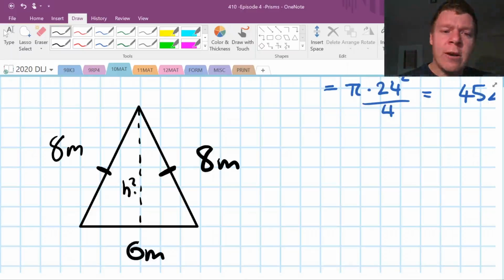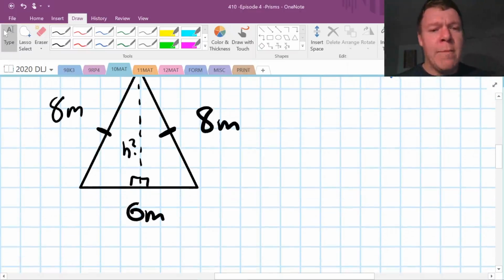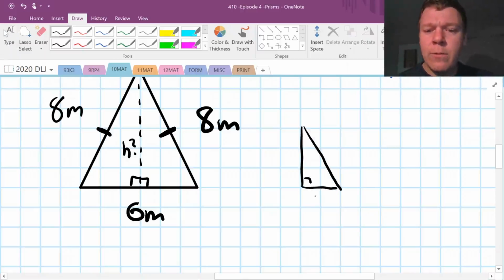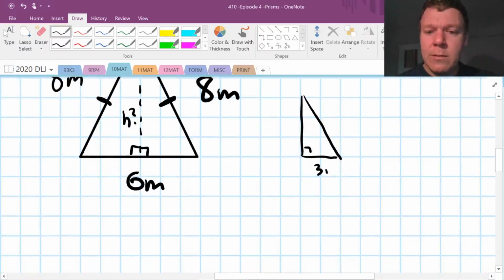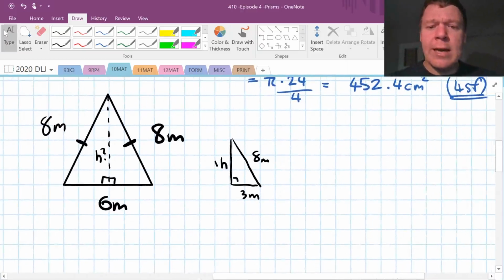Now, with an isosceles triangle, you'll notice that we have divided it in half, and we've got 2 right-angle triangles. And when we've got right-angle triangles, we can use Pythagoras. So if we peel away one right-angle triangle, we have 3 meters here, and we have 8 meters here. So we've got our remaining height here. Okay, so we're doing a short side Pythagoras problem.